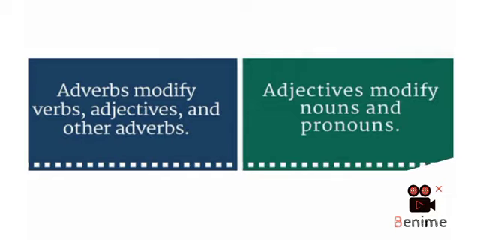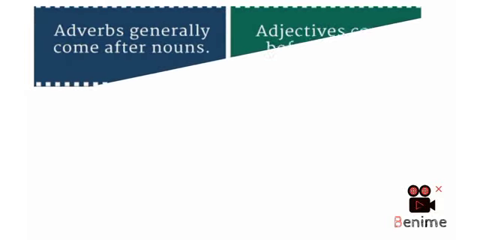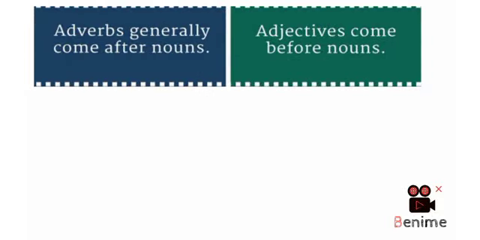Adverbs come after nouns, but adjectives come before the noun they describe. So, how do you know that a word could serve as both adjective and adverb? How do you know which is the adjective?